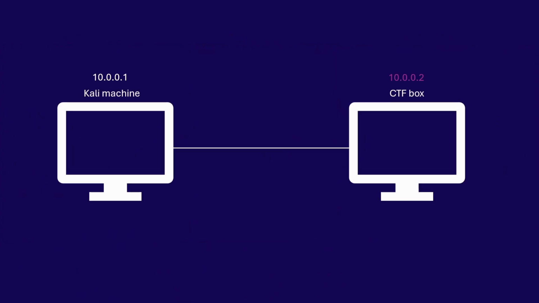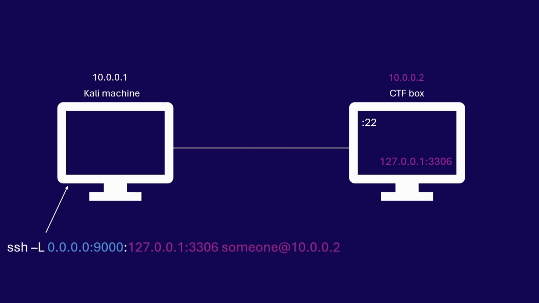Another case I commonly face during CTFs is when a box has a local port open. Let's assume that SSH is running on the box, so port 22 is open. And during enumeration, we saw that port 3306 is open on localhost, which seems interesting because that port is usually used for databases. However, I would like to enumerate this from my Kali machine, so I can use SSH to set up local port forwarding.